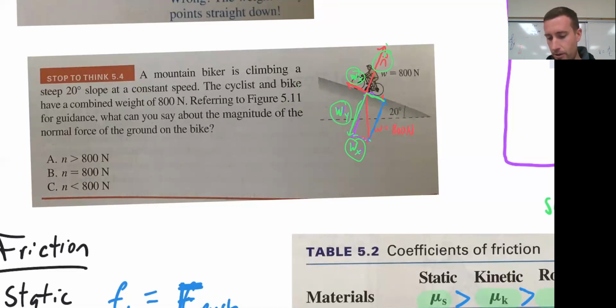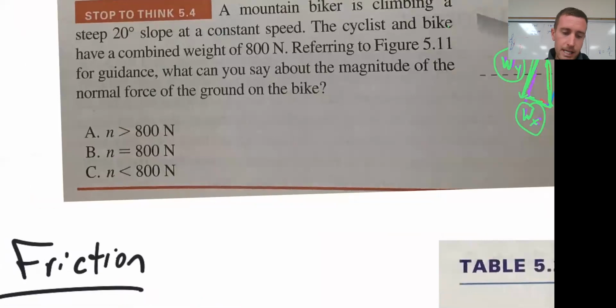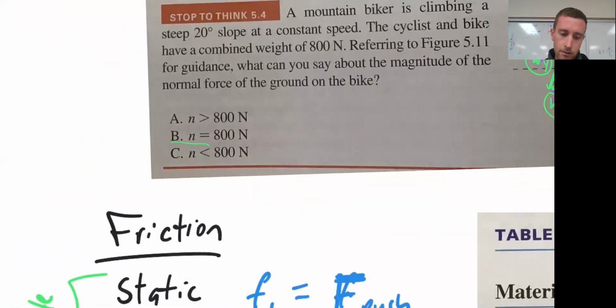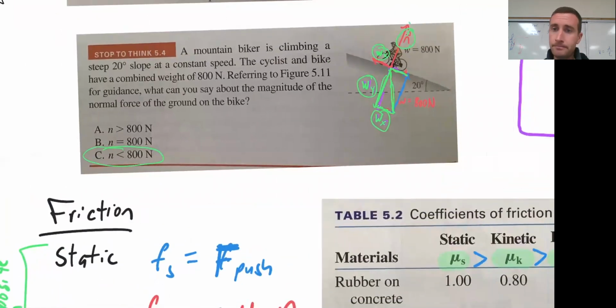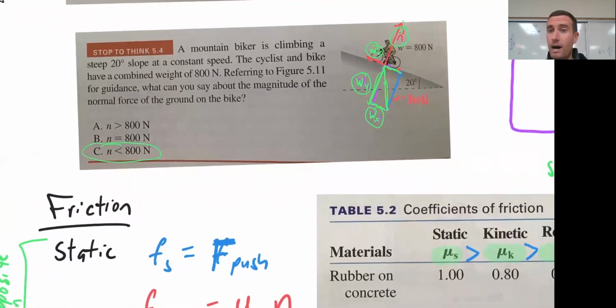Since there's an X component of the weight, right, I know that this leg of the triangle is not going to be as large as the full-on weight. The full-on weight is going to be the biggest one. So the normal force will have to be less than the weight. It'll be equivalent to the Y component of the weight, not equivalent to the entire weight. So that leaves me with C, less than 800 newtons, by breaking it down into its X and Y components.